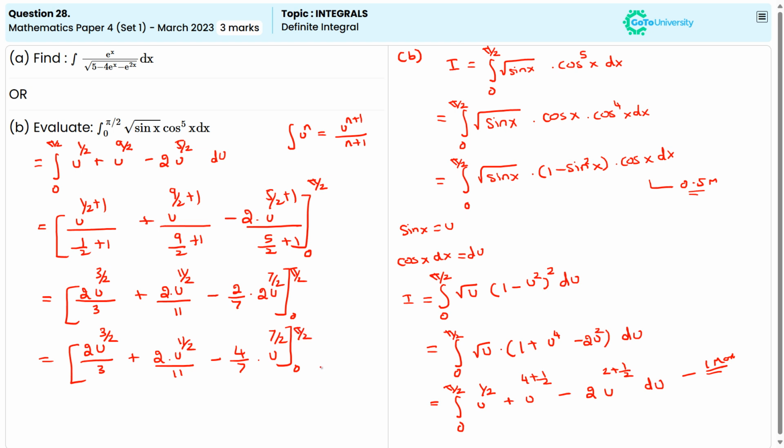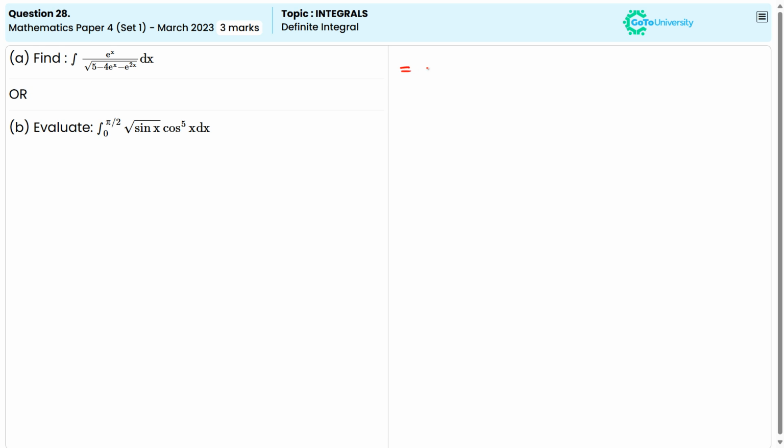Now before applying the limits, let us take the value of u as sin x. So we are going to substitute the value of u here. If we substitute u as sin x, we get 2 by 3 into (sin x) whole power 3 by 2, plus 2 by 11 into (sin x) whole power 11 by 2, minus 4 by 7 into (sin x) whole power 7 by 2, and the limits from 0 to pi by 2.